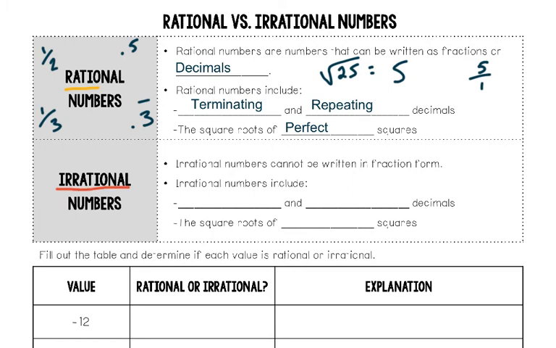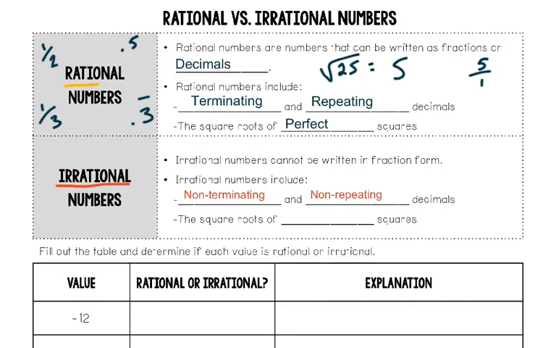Irrational means something that doesn't make sense. If you're acting irrationally, you're behaving in a way that doesn't make sense. So irrational numbers cannot be written in fraction form. So what numbers cannot be written as fractions? Let's look at it. Any non-terminating and non-repeating decimals are irrational numbers. I can't write those as fractions.